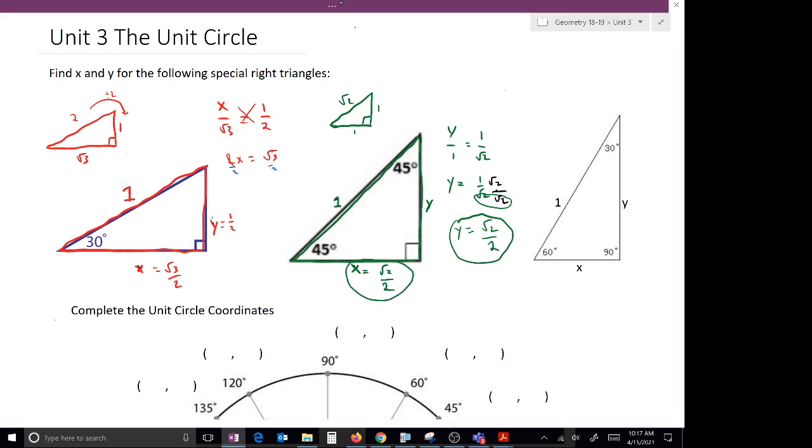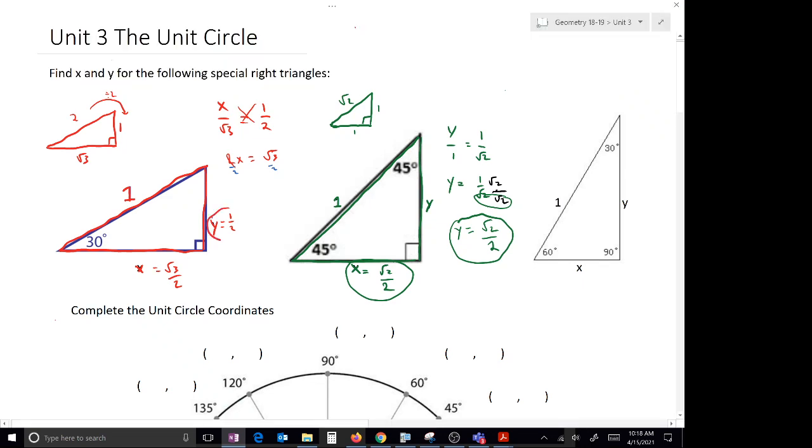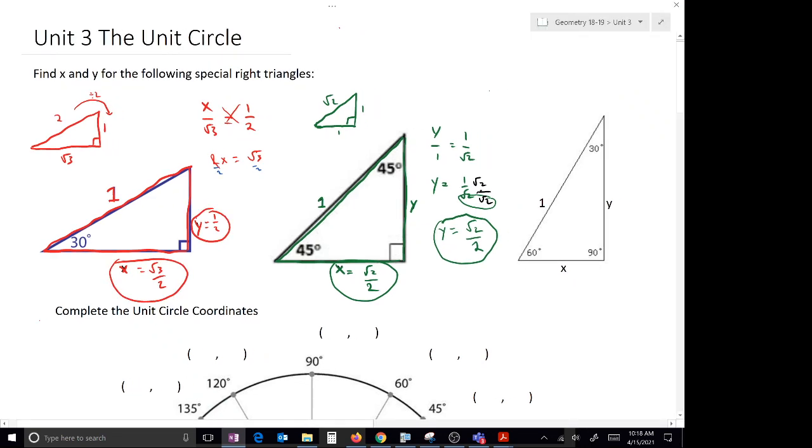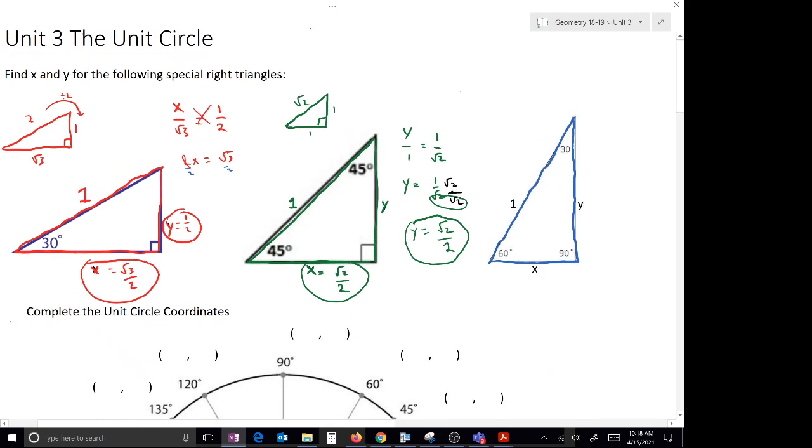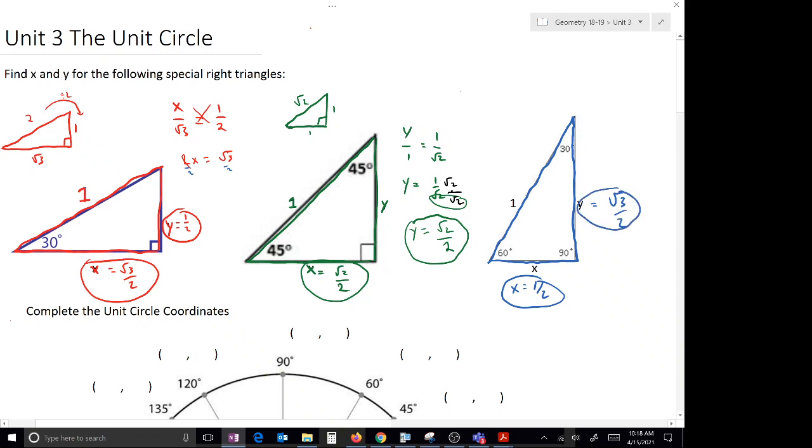Alright, so we got our first two triangles solved. Let's go on to the last one, which actually we don't need to really do too much work on because this is the same 30, 60, 90 triangle as the red one. It's just been tilted and flipped over around. So x is going to be equal to 1/2. And y is going to be equal to root 3 over 2.